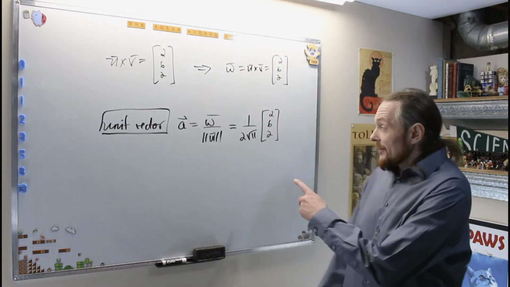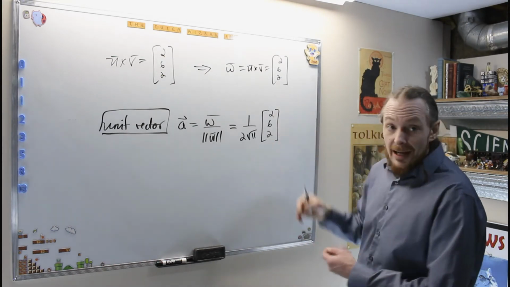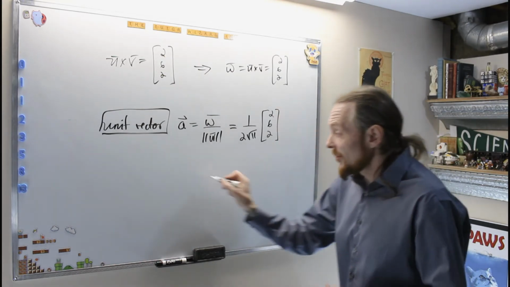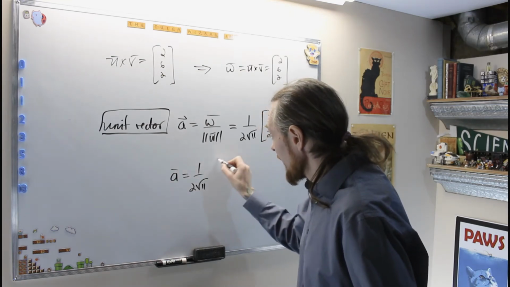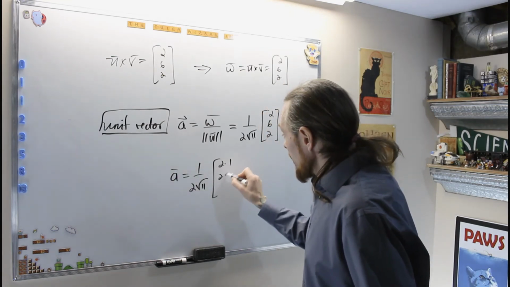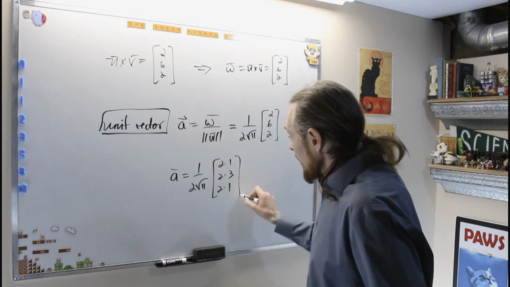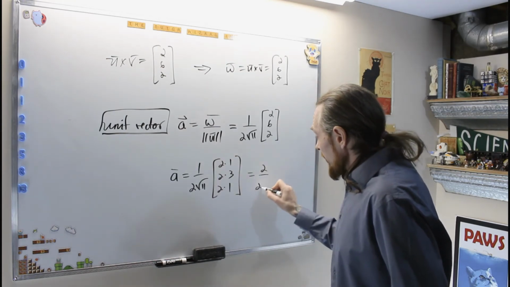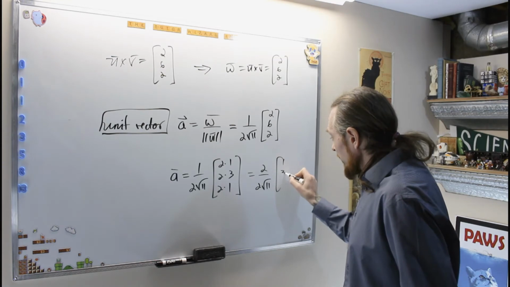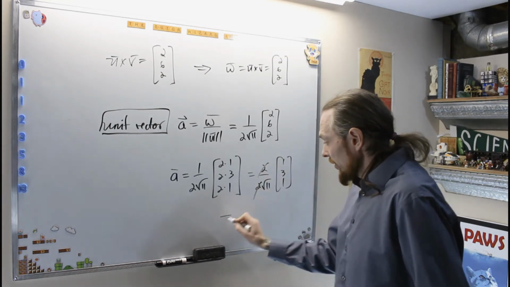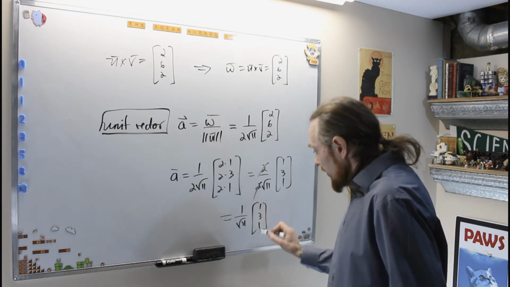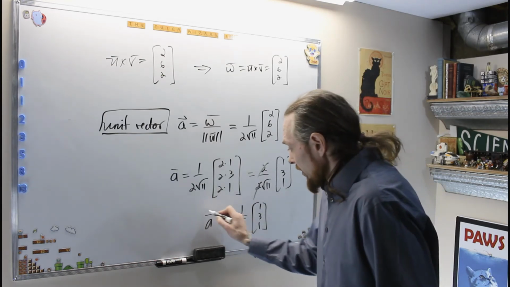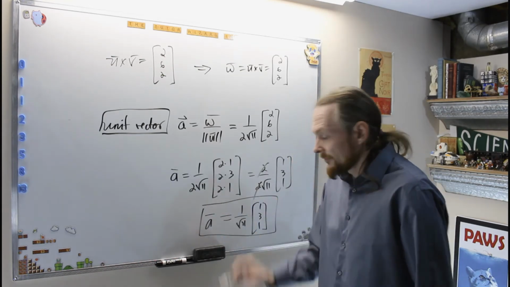And I can't help myself, I want to simplify a little bit. I can see that I can cancel the 2 in each one, so I have a 2 in each spot. So A is equal to 1 over 2 root 11 times (2 times 1, 2 times 3, 2 times 1). So this is 2 over 2 root 11 times (1, 3, 1). Cancel the 2, and this is 1 over root 11 times (1, 3, 1). This is our vector, which is a unit vector.